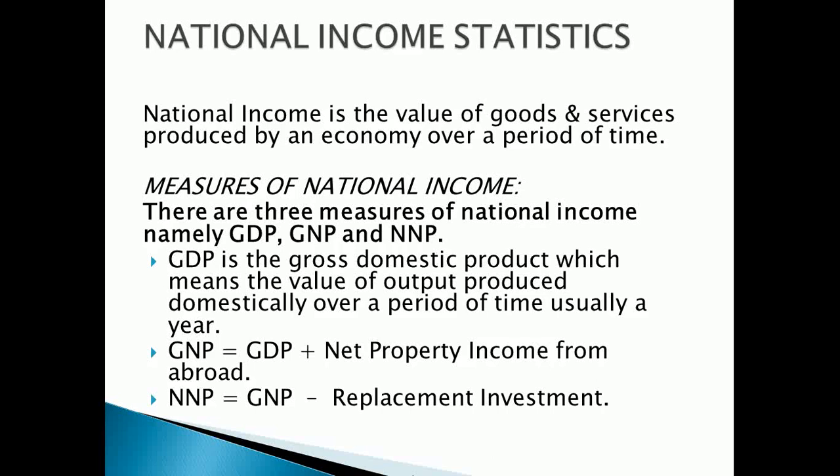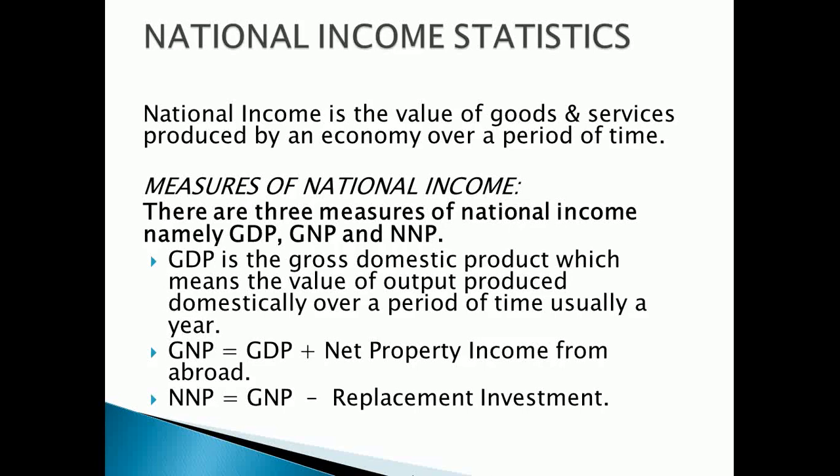From the two-sector model, we will see that resources such as land, capital, and entrepreneur flow from households to businesses. And then we'll see that in the opposite direction, money flows from businesses to the households in the form of wages, rent, interest, and profit.